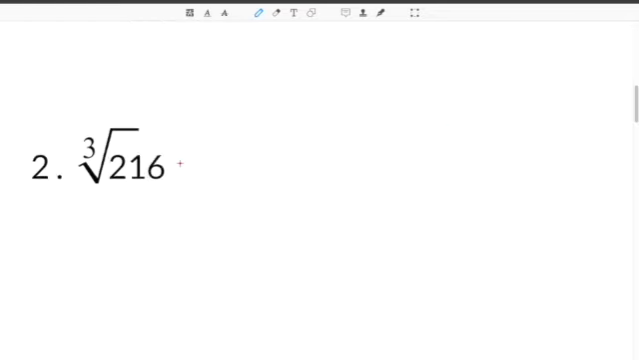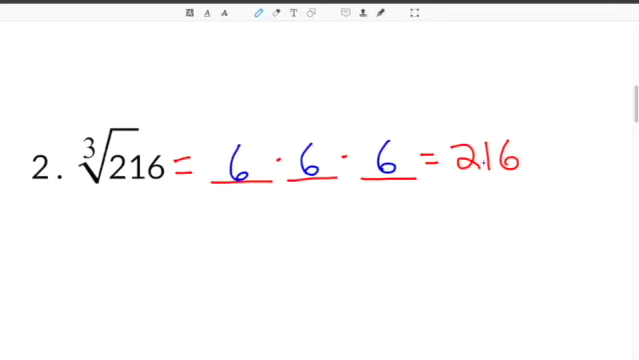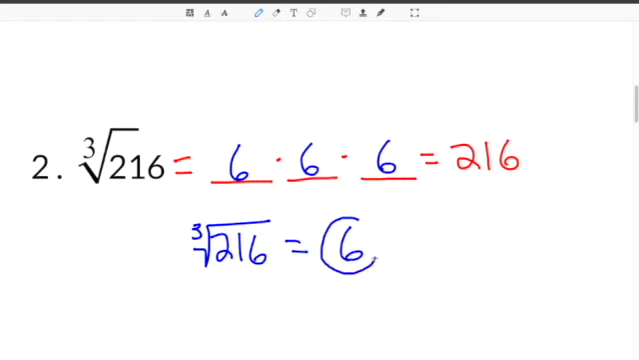The last problem that we're going to use to show you how to find cube roots is to find the cube root of 216. Now once again, you're looking for what number times itself 3 times will get you back to your original number, in this case 216. If you were to multiply 6 times 6 times 6, you would get 216. Therefore, we know that the cube root of 216 has to be 6, because 6 times itself 3 times is 216.